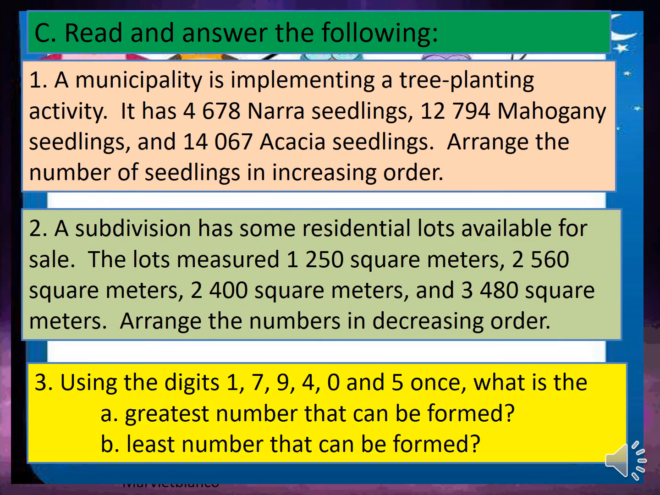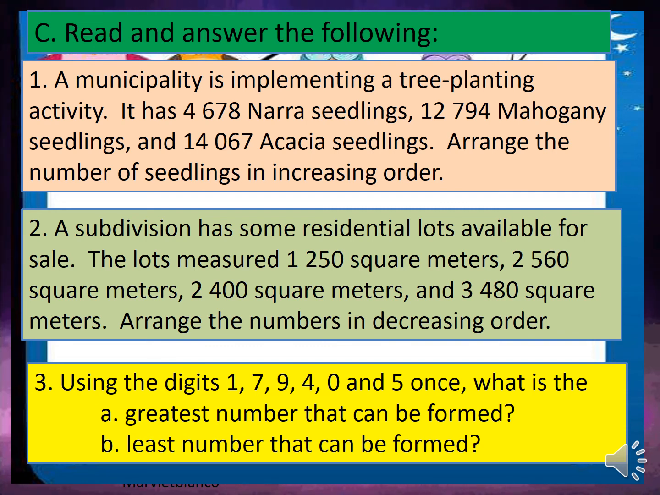Read and answer the following. 1. A municipality is implementing a tree planting activity. It has 4,678 narra seedlings, 12,794 mahogany seedlings, and 14,067 acacia seedlings. Arrange the number of seedlings in increasing order.